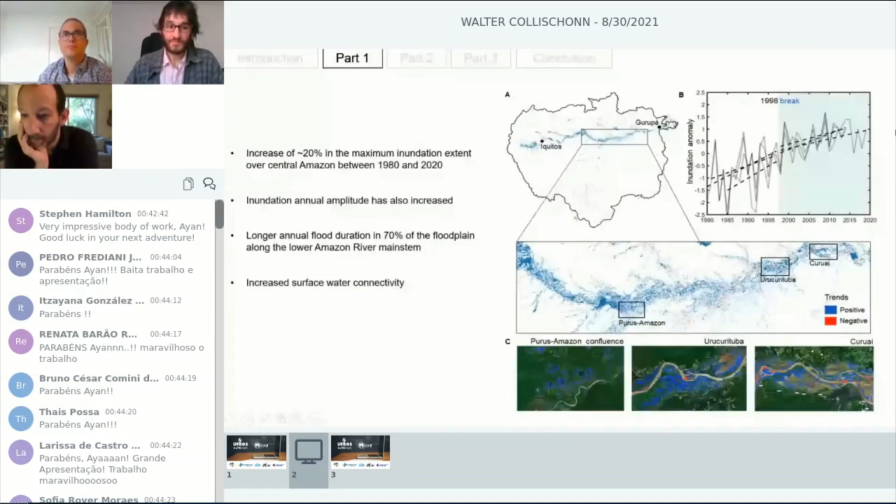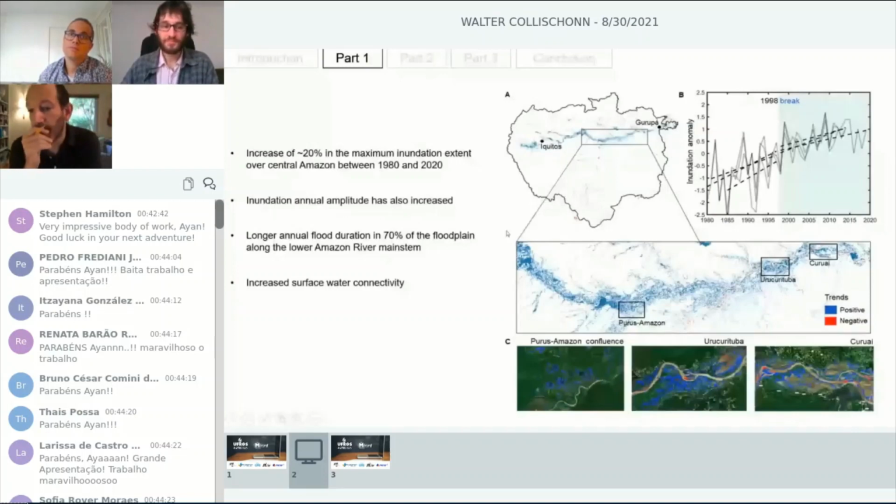And when we quantify it, we showed that this increase was about 20% in the maximum inundation extent over the last 4 decades. This is a very expressive and large value. And not only has the maximum inundation extent increased, but also the annual amplitude of inundation. The flood duration has increased by around 70%, especially in these open water areas here, where we were able to build the analysis with more confidence.